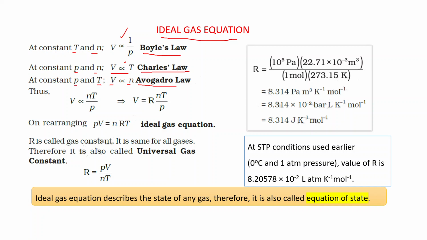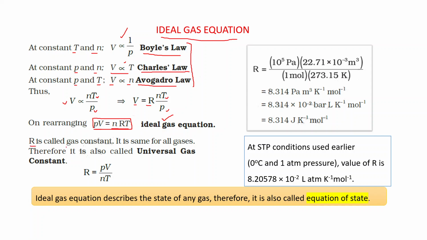Now, if we combine these three laws, we get V is directly proportional to nT by P, and this can be written as V is equal to R nT by P. If we rearrange this equation, we get PV is equal to nRT. This equation, PV is equal to nRT, is known as the ideal gas equation.